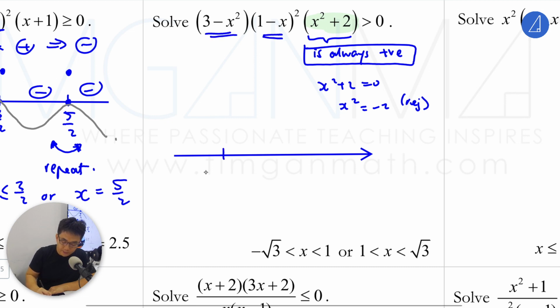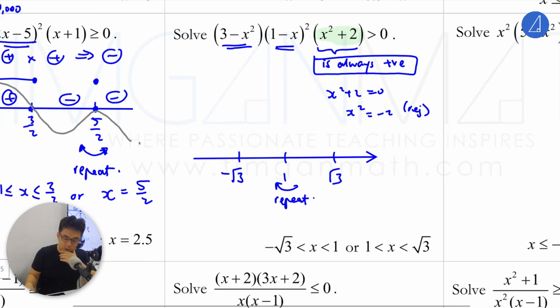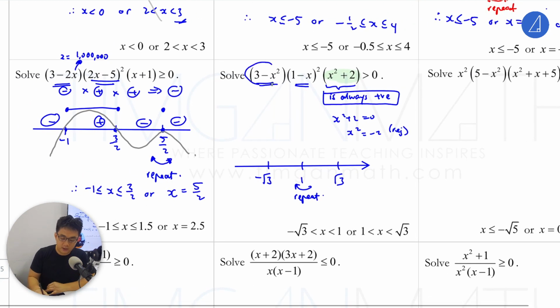So you have minus root 3 and root 3. Then you have a 1 here. This is a repeated root. Remember, this is a repeat. So you put a super huge value. This one got root, this one got root. This one is x squared equals to 3, x equals to plus minus root 3. When x is super huge, this is negative. So this is negative, this is positive, this is positive, this is negative. So you want it to be positive is here to here.